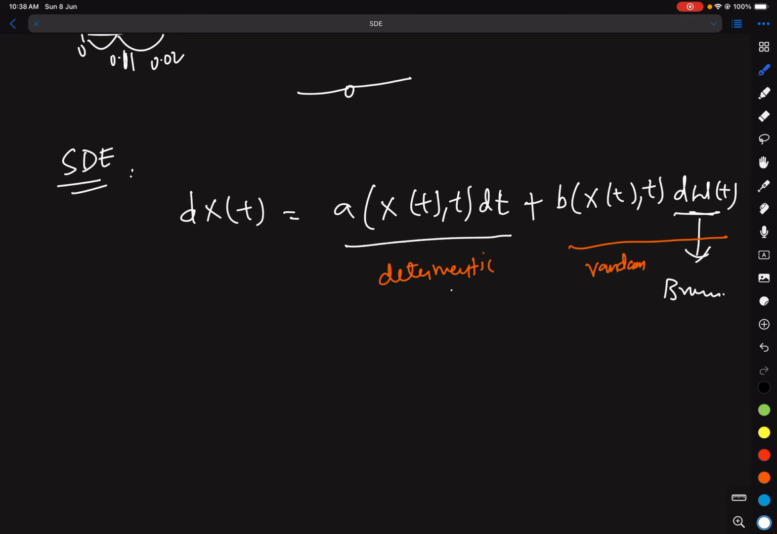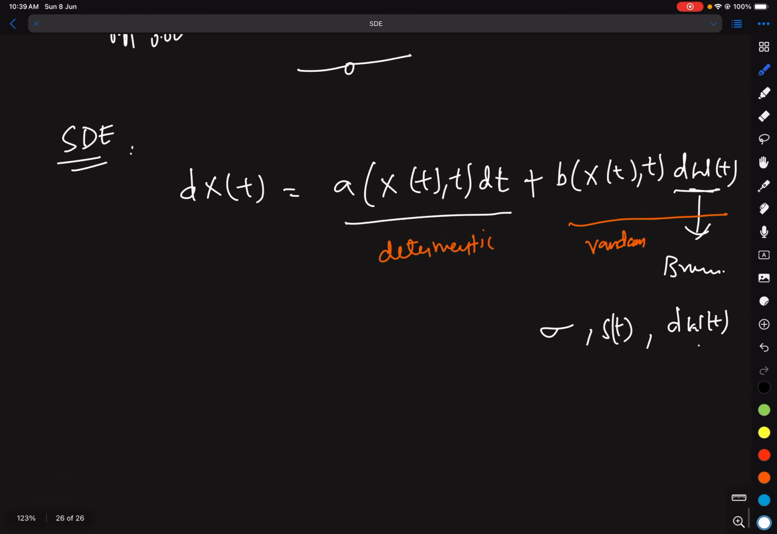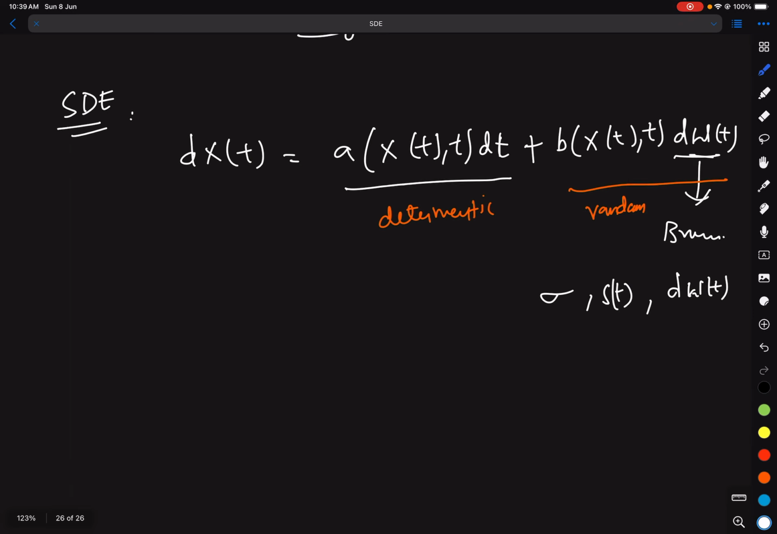That is the deterministic part. And coming to the random part, here we have majorly three components inside the random part. One is the volatility, and another one is the stock price, since in the example that I'm going to explain, we are using this stochastic differential equation to calculate the stock price changes. And another one is the dWt, which we discussed now. This is the Brownian motion. So these are the components that we can see inside the stochastic differential equation.